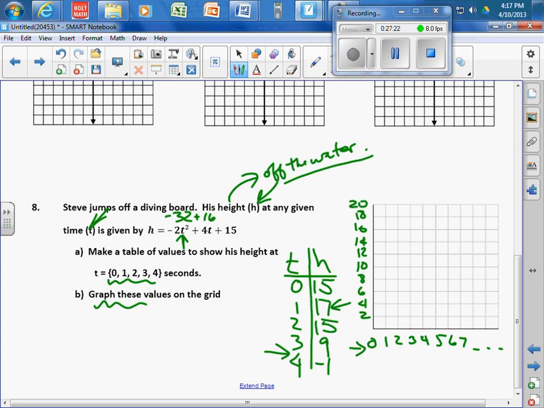So at 0, I'm at 15 feet, which would be right here. 1 second later, I'm at 17 feet right here. 2 seconds later, I'm back down at 15 feet again. That's your parabola, right? We get the maximum height at 17 feet. 3 seconds would be 9, so we're going to go here. And at 4 seconds, we're at negative 1 feet, somewhere down here. So it's going to look something like this. And he hits the water right there. Okay, so that's how we would take care of that one.